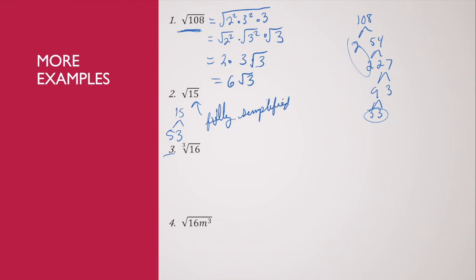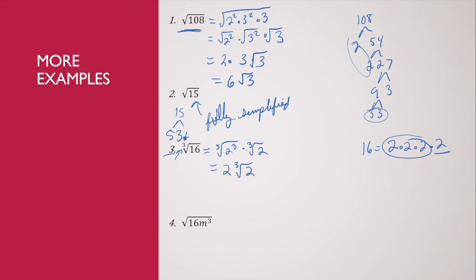For example 3, I have the cube root of 16. 16 is 2 times 2 times 2 times 2. So I'm not collecting squares now because I'm taking the cube root. I'm collecting groups of 3. So this becomes the cube root of 2 cubed times the cube root of 2. So that gives me 2 cube root of 2.